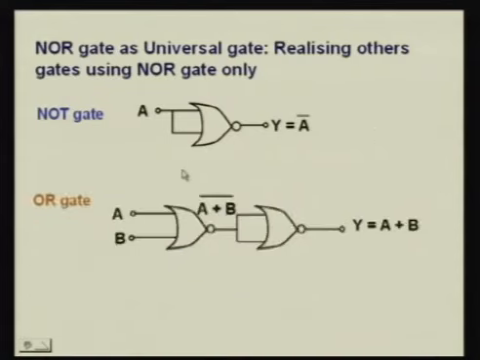Now for the OR gate, we have to invert the output of the first NOR gate by using a second NOR gate. So we have A and B, and the output of the first NOR gate will be A plus B complement, and we again invert it by using a NOR gate as a NOT gate. We will be getting Y equal to A plus B, which is simply the function of an OR gate. Now how can we realize an AND gate using only NOR gates?